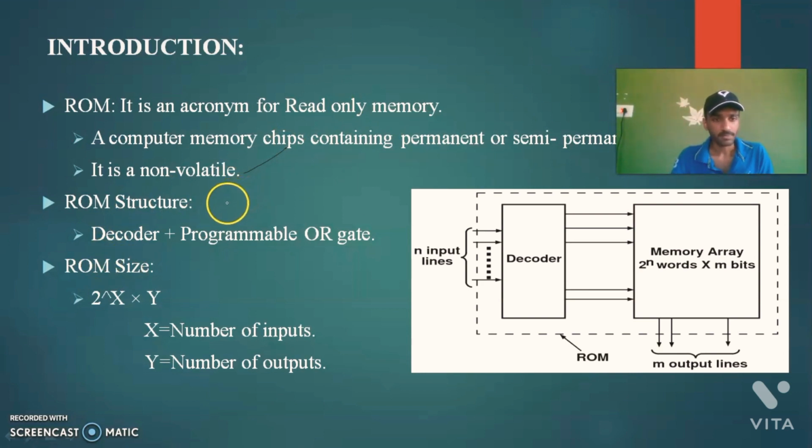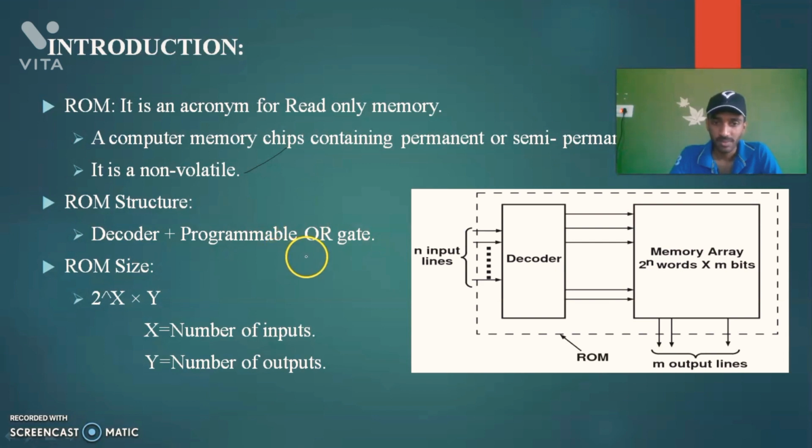Coming to the ROM structure. The ROM structure mainly consists of decoders and programmable OR gates. OR gates, as you know, if any one of the inputs is high, then the output will be high. That's the basic thing of an OR gate. But in implementing the ROM, the structure consists of arrays of OR gates, meaning we are using multiple OR gates, and these OR gates are programmable.